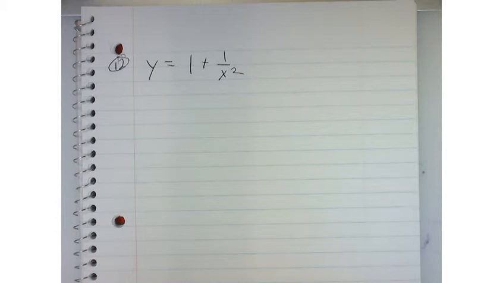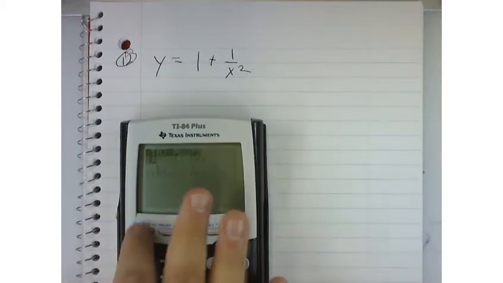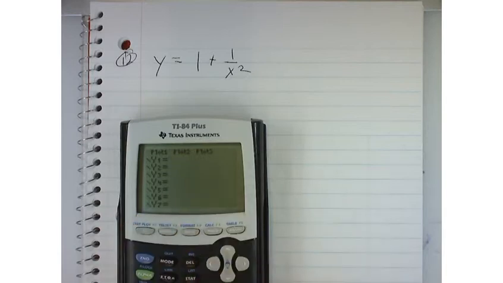Let me borrow somebody's calculator. So if I graph this, I'm going to do 1 plus 1 divided by x squared, like that, right? Then I'm going to graph it.